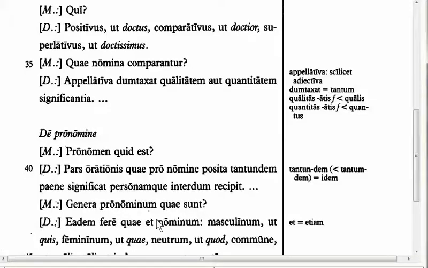So that is it for Chapter 35. Those are all the new features mentioned in Latine Disco.